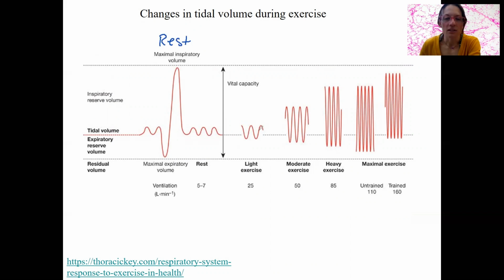With light exercise, tidal volume starts to increase, and so does respiratory rate. So respiratory rate and tidal volume both increase. This is also showing that someone who is trained actually taps into their reserve volume more quickly. That's effective training, partly to do with muscles.